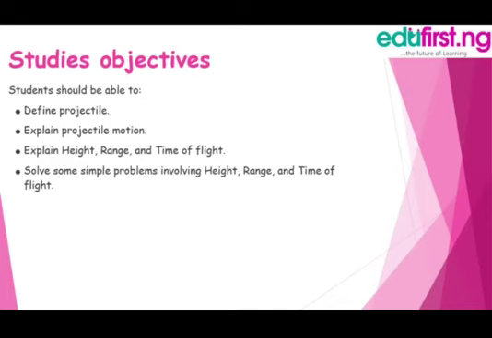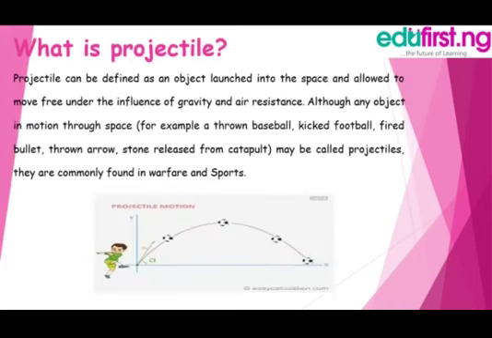Before we proceed with the lesson properly, we need to know the objectives of this study. At the end of this lesson, students should be able to: 1. Define projectile. 2. Explain projectile motion. 3. Explain height, range, and time of flight. 4. Solve some simple problems involving height, range, and time of flight. Now to the lesson properly.